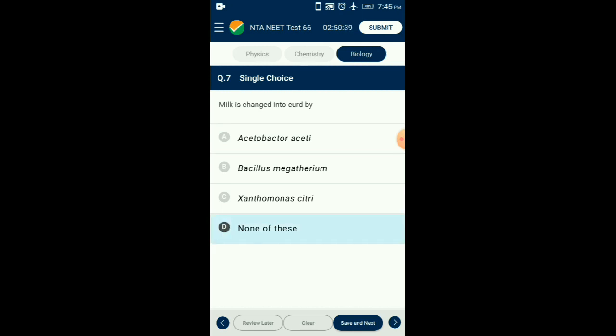From the given bacterial species, none of the bacterial species is used to change milk into curd.